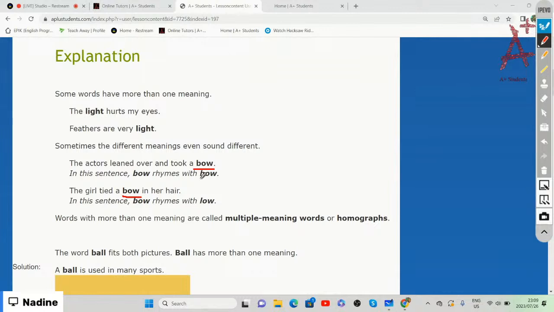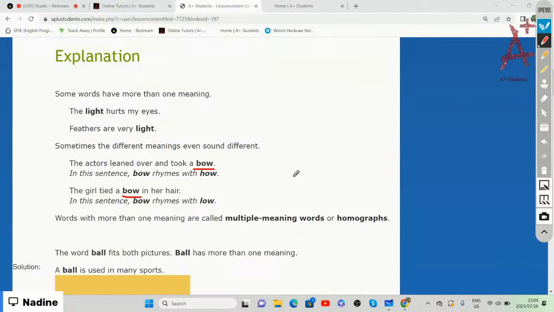So that is how the word sounds. It rhymes with how. And then the sentence that said the girl tied a bow in her hair, this word bow rhymes with low, right? So as you can see, these two words do not even sound the same. However, it is spelled the same, and of course, the meanings are different.